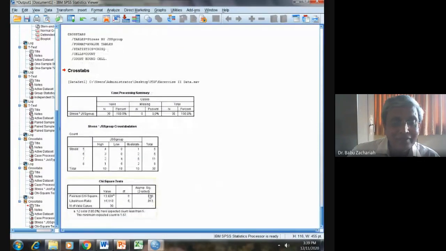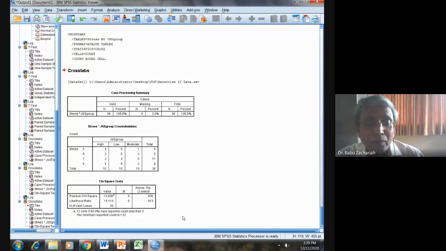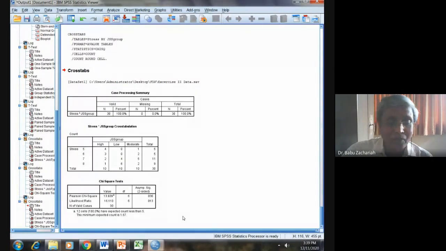And in this, the chi-square value is pretty high, 13, and the two-tailed significance is 0.03, divided by 2, 0.015. It is lesser than 0.05. That means it falls in the rejection region. Null hypothesis is rejected, alternative is accepted. So what was the null hypothesis? They are independent, that is rejected. So stress and job satisfaction are connected. That is what it says.